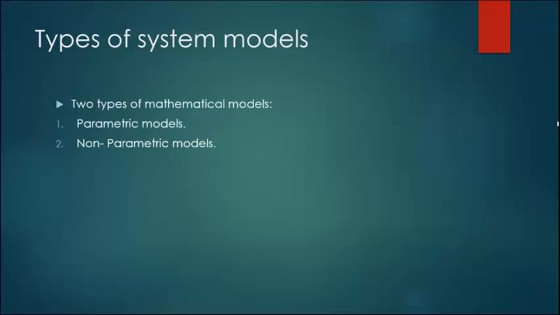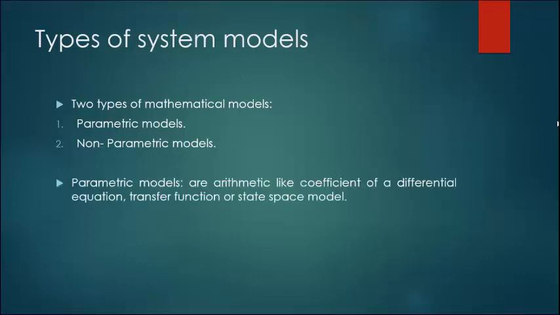Types of system models. System models of control systems, or basically mathematical models, have two types. It is either parametric models or non-parametric models. So what exactly is a parametric model? A parametric model is a model that contains numerical parameters or values, like the coefficients of a differential equation, difference equation, transfer function, or a state space model. It's basically always a mathematical representation of the system.